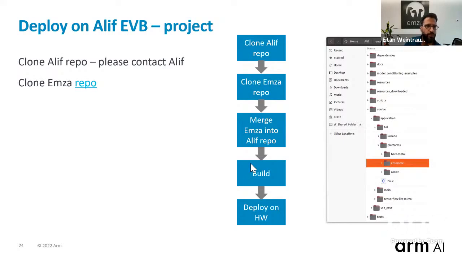To deploy it on the Alif evaluation board, you need to clone the Alif repo. For this, you need to contact Alif, and you need to clone the Emza repo. It's public on GitHub. You need to merge them, build, then you can deploy it. On the right side, you can see the tree of the project. The only thing that changed from the FVP is this orange folder with the Ensemble, which is the BSP by Alif.